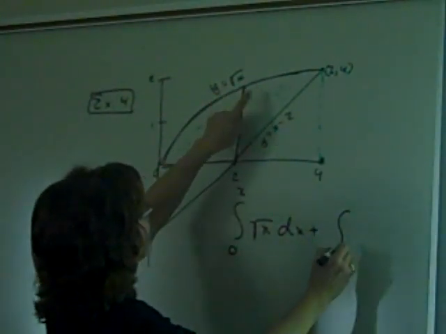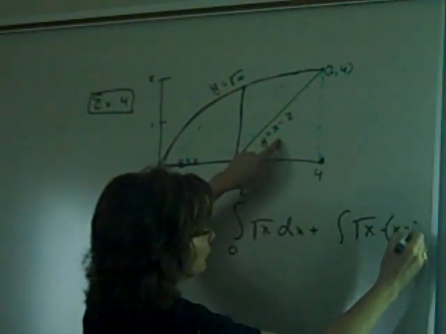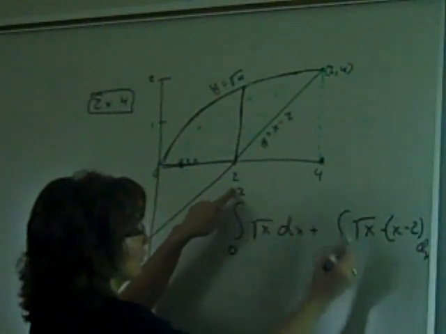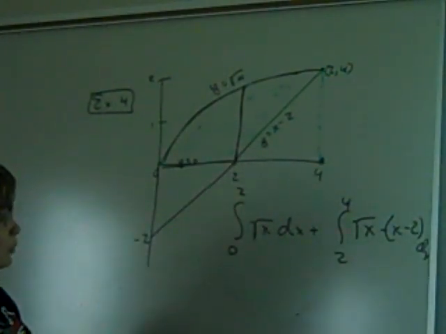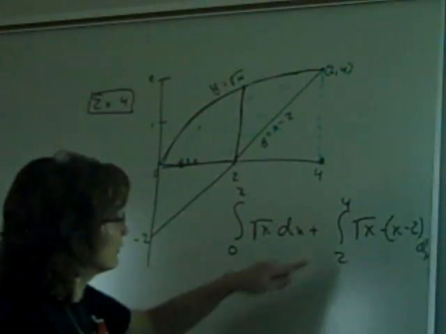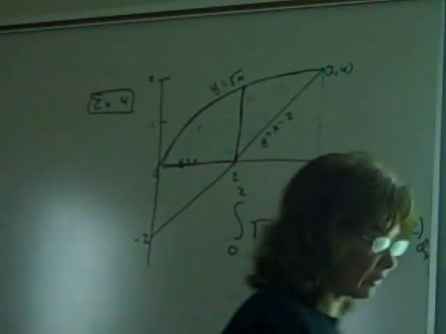So I've got my integral, and I'm going to take the upper function minus this lower function, x minus 2 dx. And that's going to go from 2 to 4. So that would be the other way we can do that. So separate it into 2 regions, and the upper one always has to go on top. So I'm going to rewrite this here.